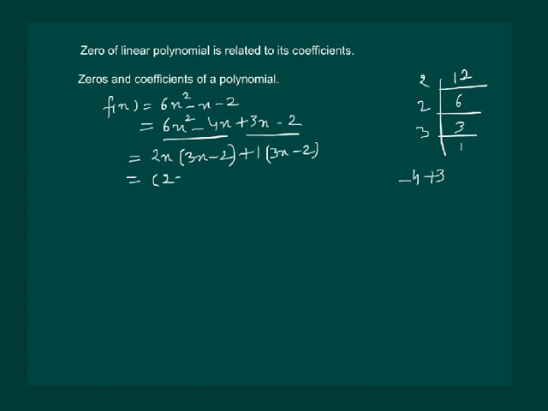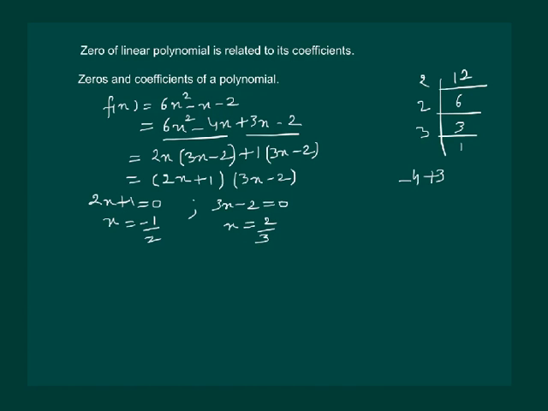So we have 2x plus 1 and 3x minus 2 as the factors of the polynomial, and the zeros will be: by equating 2x plus 1 equal to 0, we get x equal to minus 1 by 2, and the other zero will be, by equating 3x minus 2 equal to 0, x equal to 2 by 3. This is another zero of this polynomial.